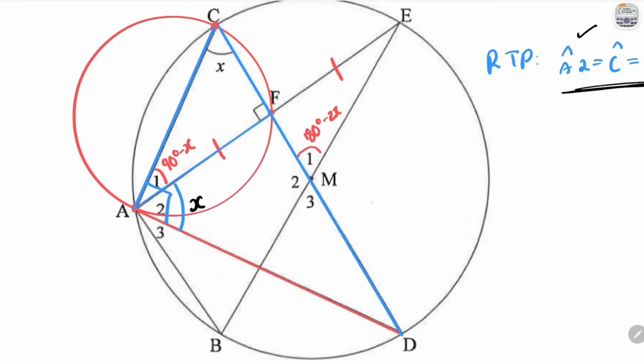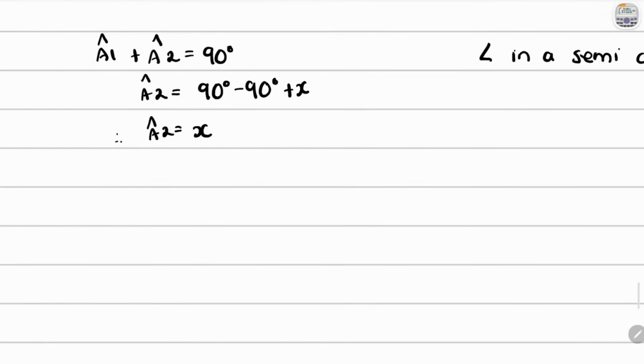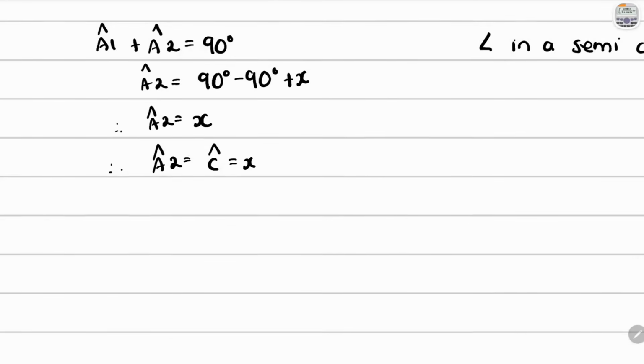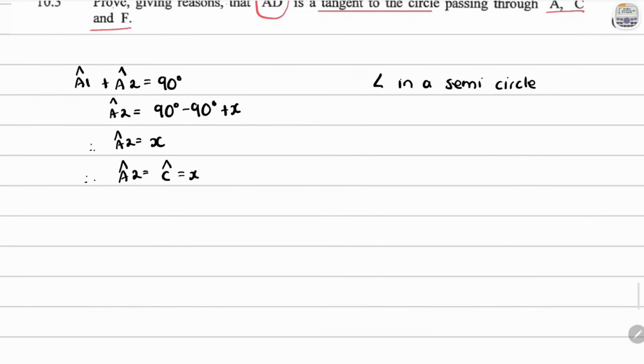And so since the tan chord theorem is true for this circle and this line that we're trying to prove is a tangent, it therefore means that this is a tangent. Okay, so we can just conclude and tell them since angle A2 is equal to angle C, which is of course equal to x, this concludes that AD is a tangent to the circle passing through A, C, and F.